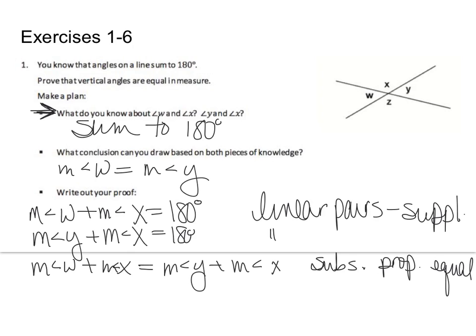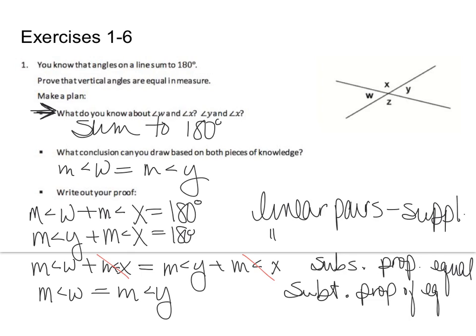Then I can subtract both of those out and say the measure of angle W equals the measure of angle Y. And my reasoning is the subtraction property of equality. Cool, so we got to our answer.